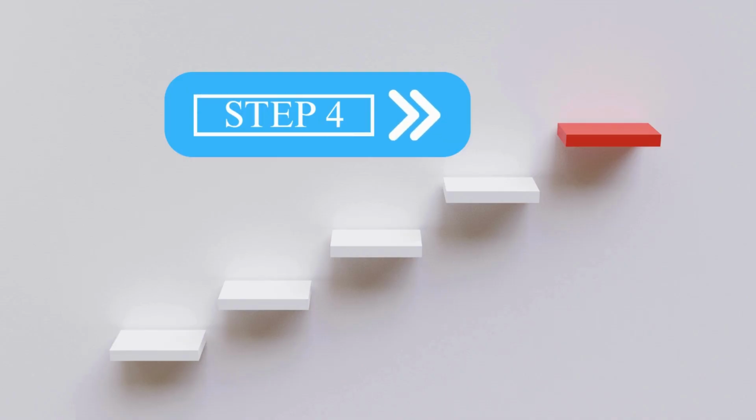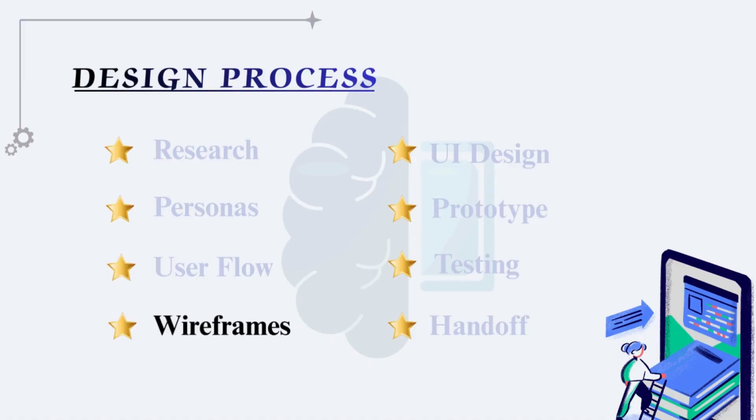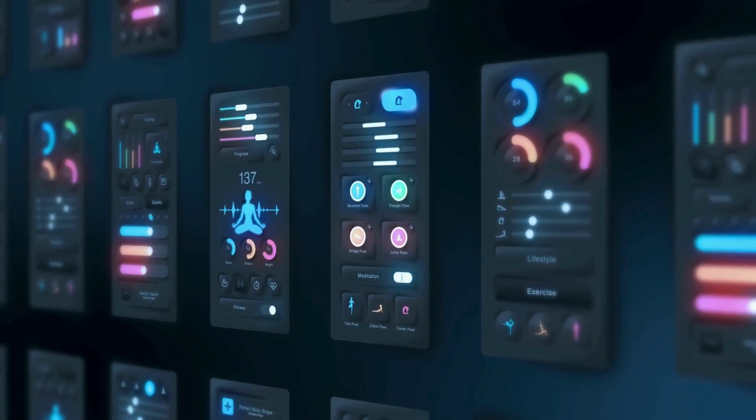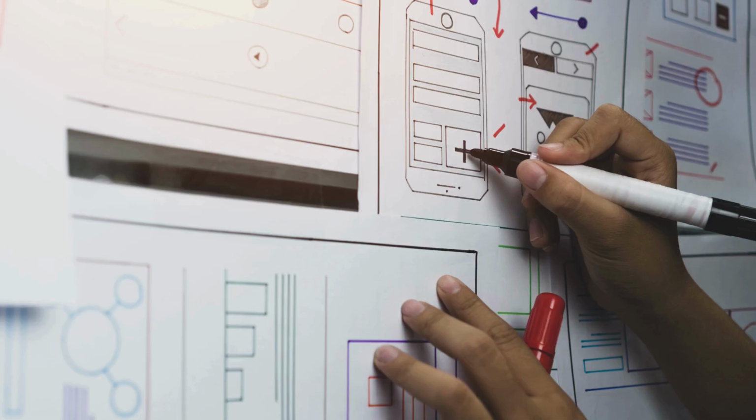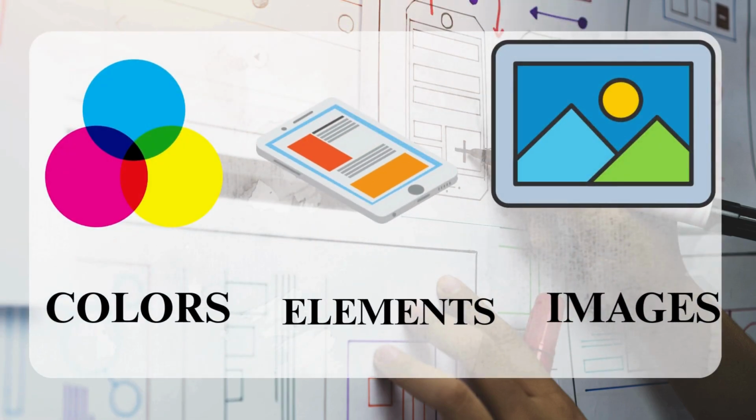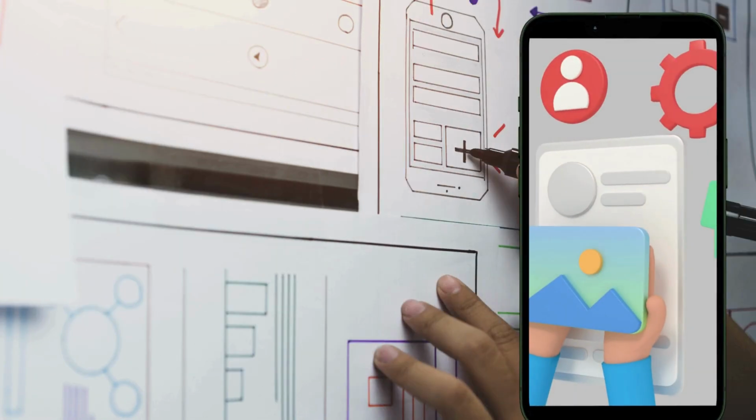Let's move on to step 4, which is wireframing. This is where your ideas finally start turning into something visual, but in a very simple, rough, and structural way. Wireframes are basically the blueprint of your app or website. No colors, no fancy elements, no images, just the layout.